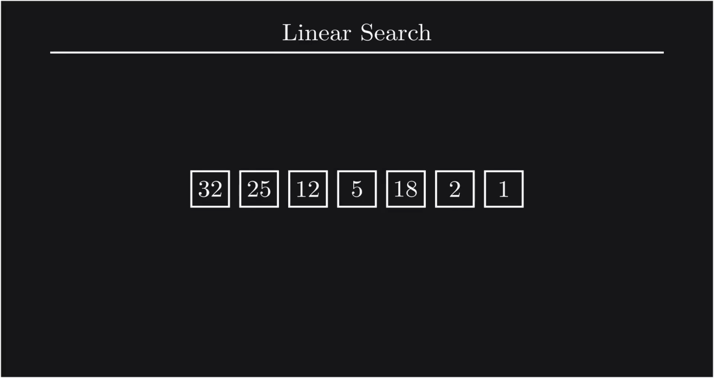Here we have an array of numbers that we'd like to search through. We're looking for the number 18. We'll check each element one by one from left to right. We continue doing this until we find our target value.